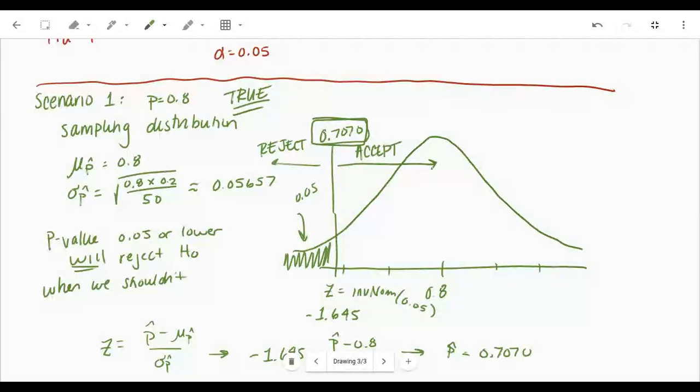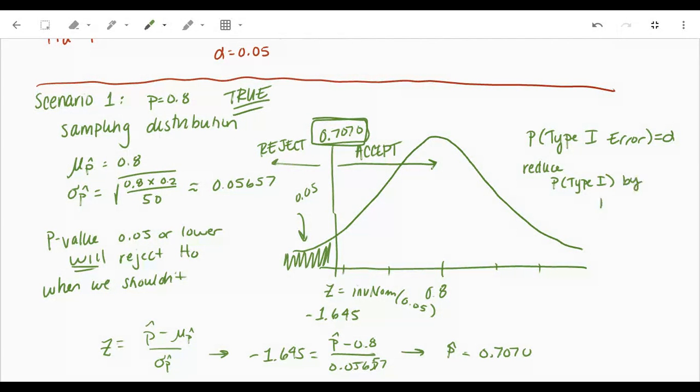So that's your first scenario. The null hypothesis is true. We should accept it. We should take the truckload of apples. 5% of the time, we're going to make a type 1 error and reject it when we shouldn't have. That goes back to: your probability of a type 1 error is the same as alpha. So if we want to reduce the probability of a type 1 error, we reduce alpha.